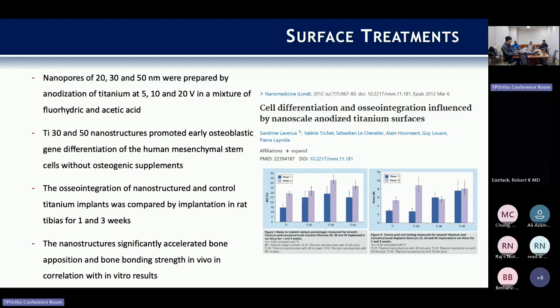Titanium screws with nanoporous surfaces. A study looked at nanoporous structures with 20, 30, and 50 nanometer pores, and they studied this in rat tibias. These microfeatures promoted early osteoblastic differentiation and improved bonding with bone. The nanoengineering of implant surfaces offers a powerful way to influence cell and osteoblast behavior and accelerate healing.